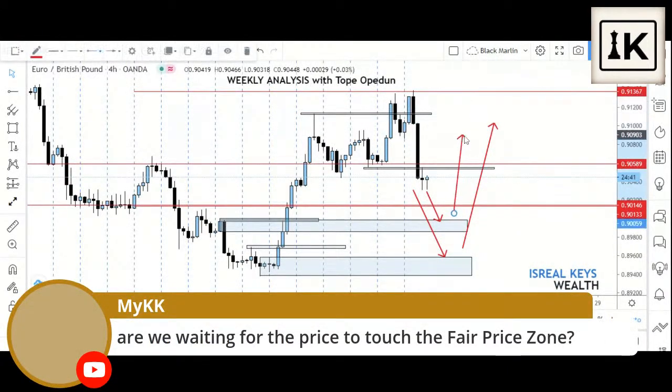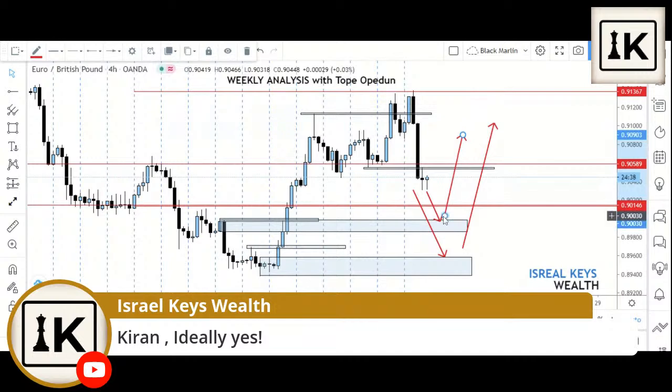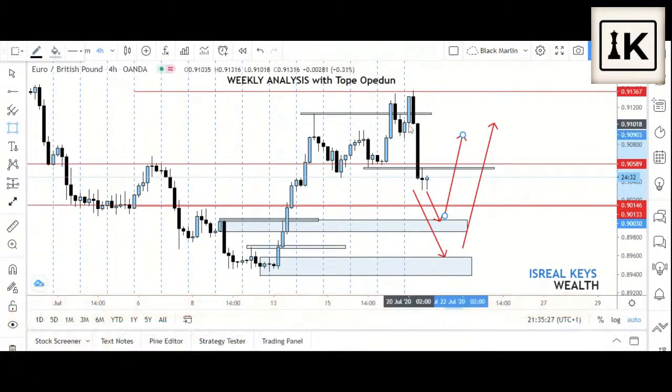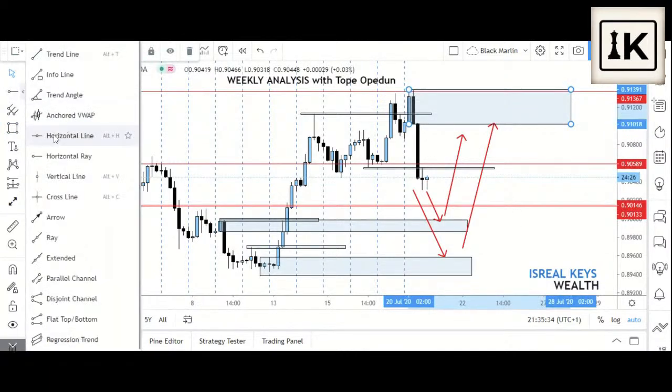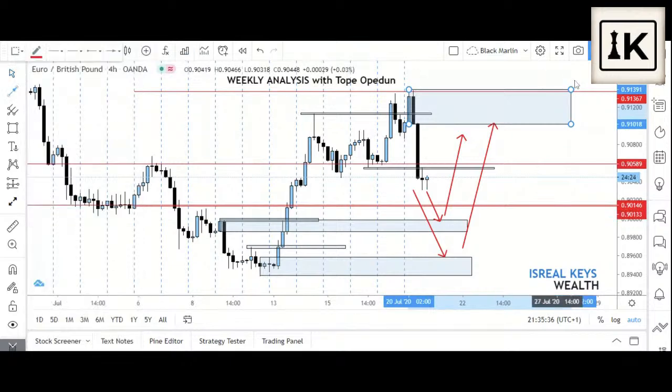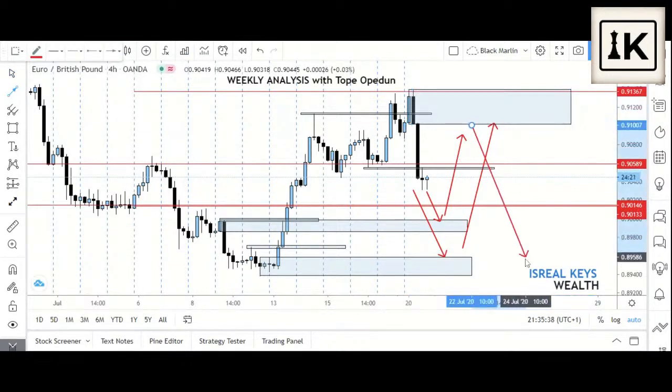Okay, so we could see price do this now. After this drop down that we've come here, we could see price go back up to this H4 bearish order block, for a drop down.